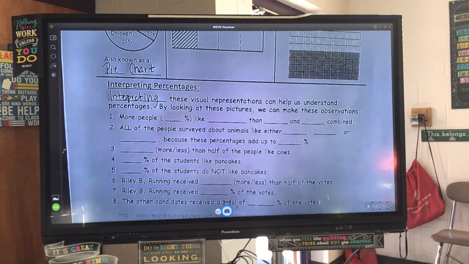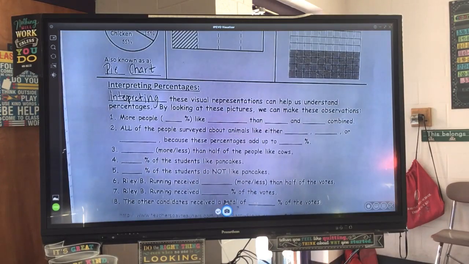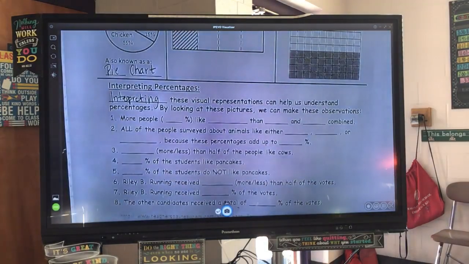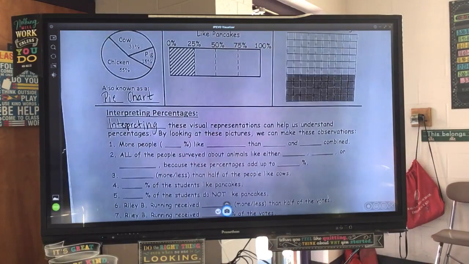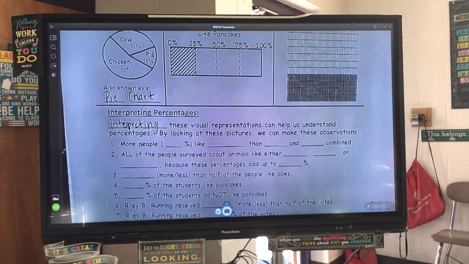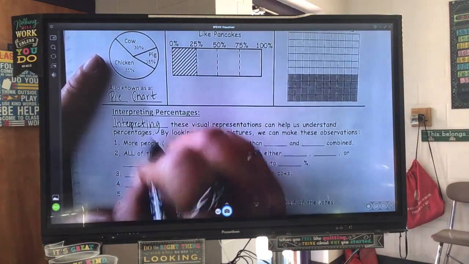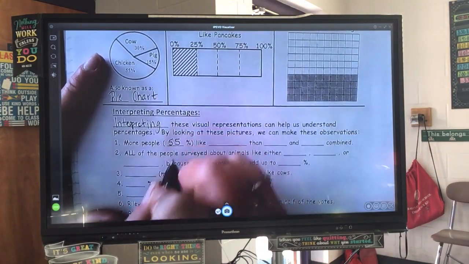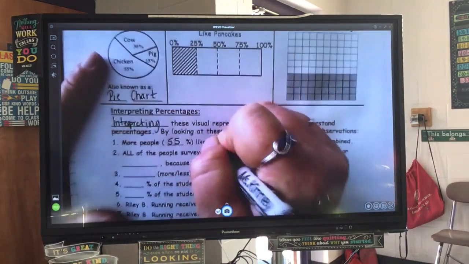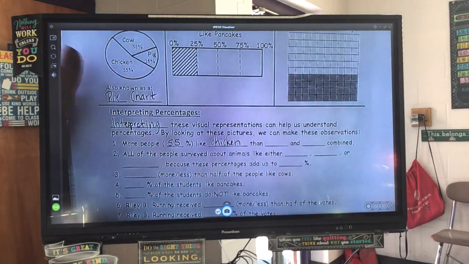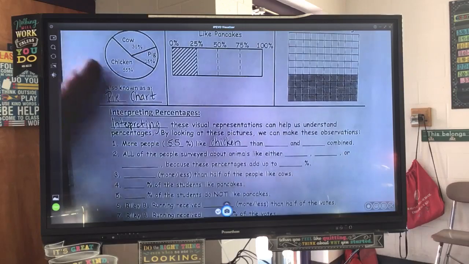More people like blank than blank and blank combined. Alright, so we're looking at the first one. So more people like what? If you're looking at that pie chart, more people like what? Okay, what's the percentage? 55. Alright, so 55%. So more people, 55%, like chickens than blank and blank combined. Cows and pigs.